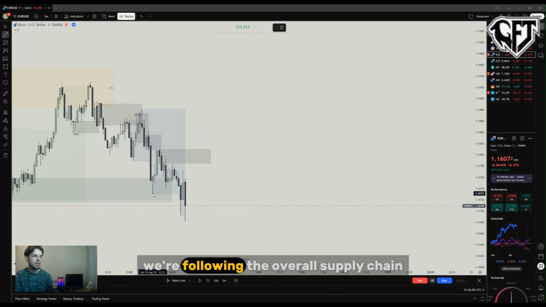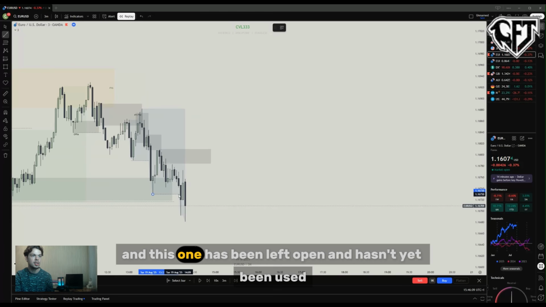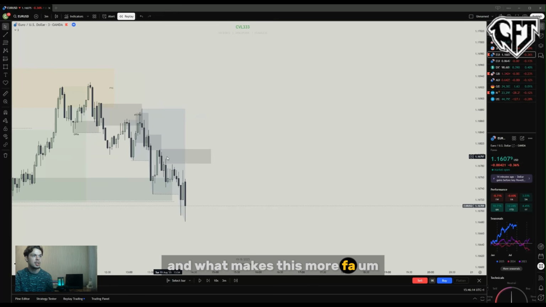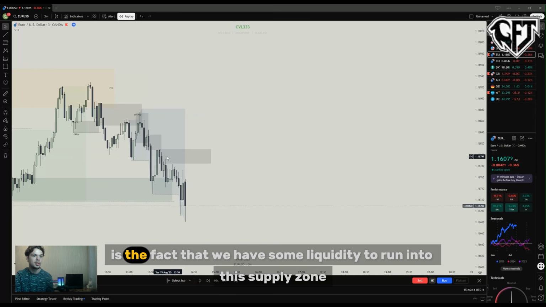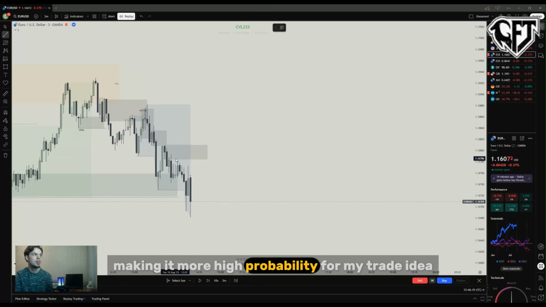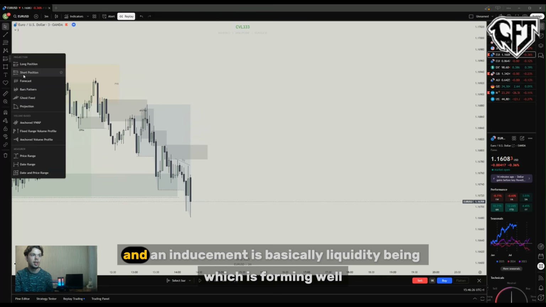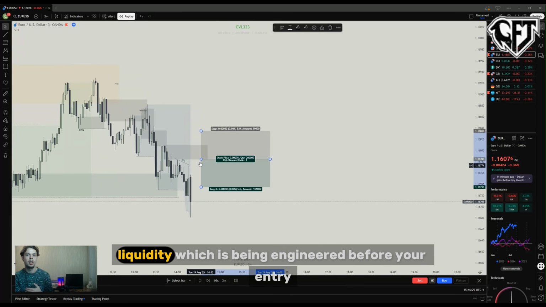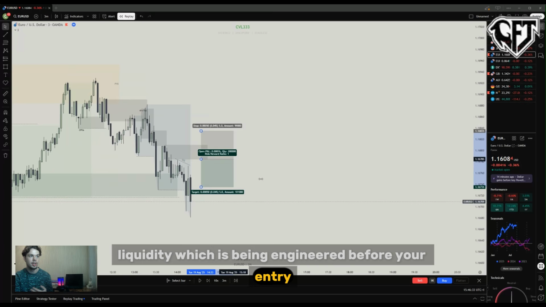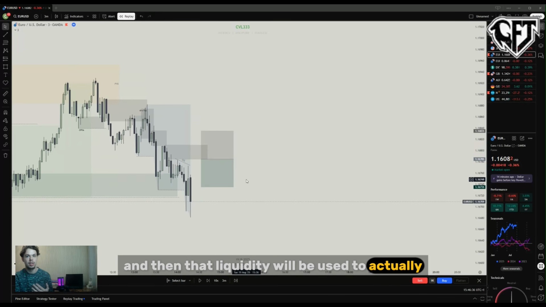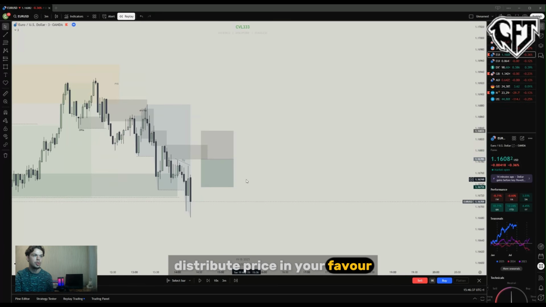As you can see, we're following the overall supply chain, and this one has been left open and hasn't yet been used. And what makes this more favorable for me is the fact that we have some liquidity to run into this supply zone, making it more high probability for my trade idea, as basically we have an inducement which is formed before my entry point. And an inducement is basically liquidity which is being engineered before your entry, and then that liquidity will be used to actually distribute price in your favor.